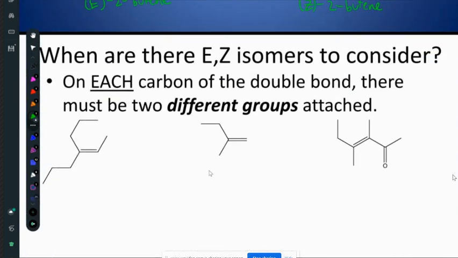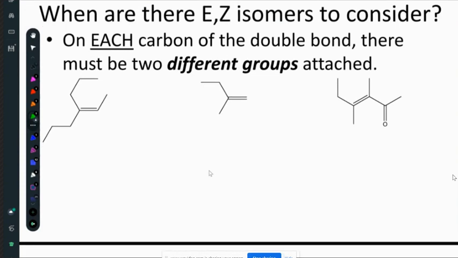So you might ask, when is this isomerism going to be possible? If you want to know when you have to consider E and Z isomerism, then you're going to look at the two carbons that are part of the double bond. Here I'm going to identify this one in orange, and this one in purple. And what you want to do is ask yourself on each side, are the two groups there different? And remember, there are also going to be implied hydrogens.